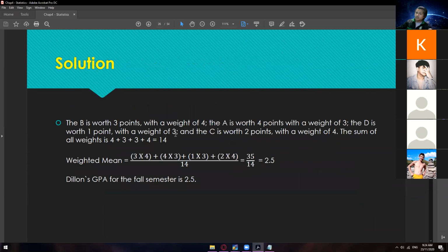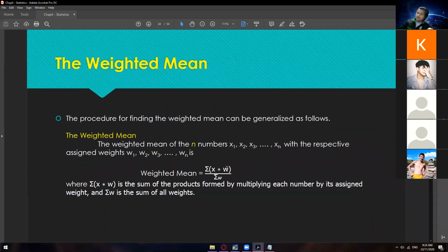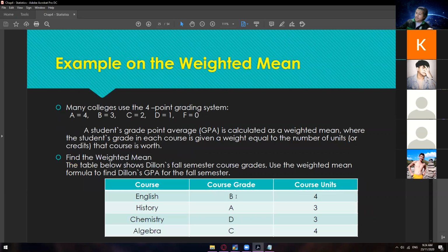All right, let's have the solution. As you can see right here, B is worth 3 points, A is 4 points, and so on and so forth, so just base it on this. From our formula, just get the summation of the product of the data and the weights. Every data has its own weight. So here we have B, which is 3, so 3 times 4, plus 4 times 3, plus B is 3, so 3 times 1, plus 2 times 4.